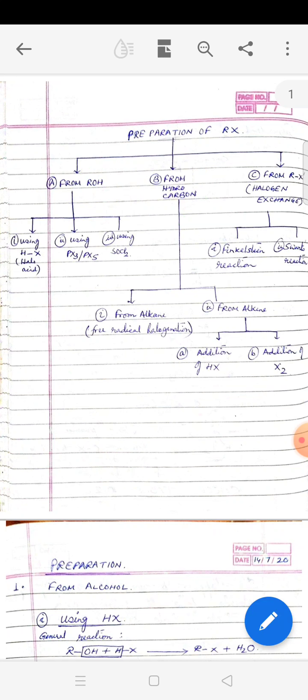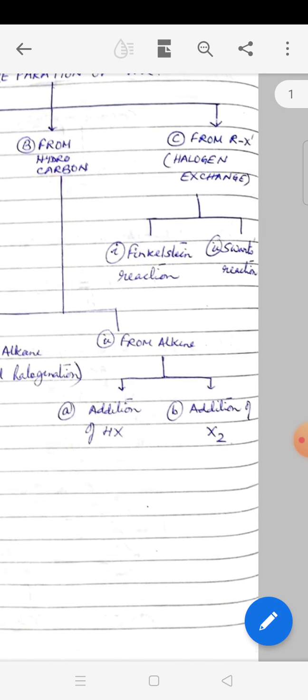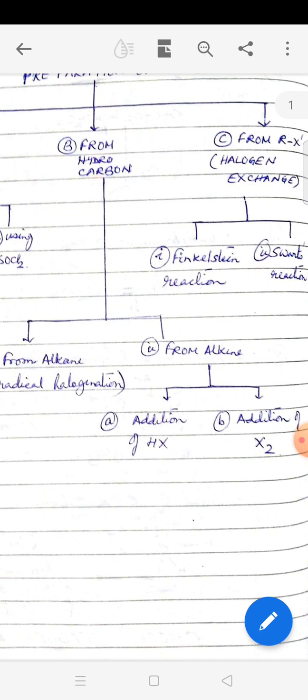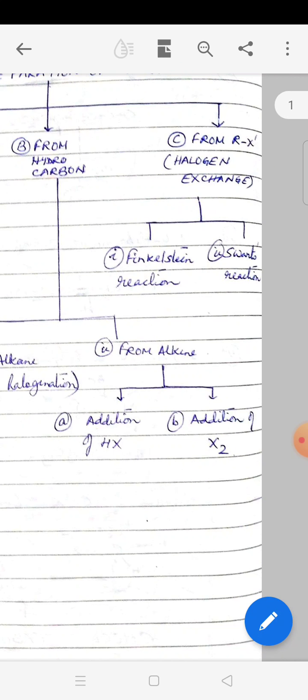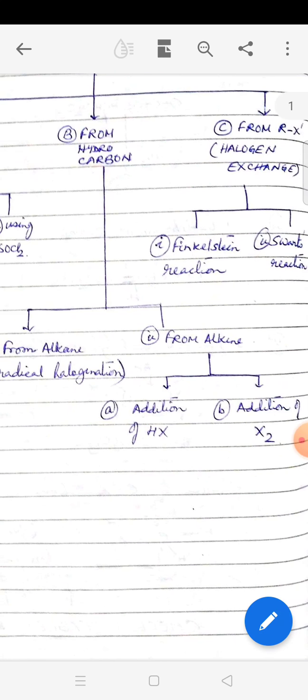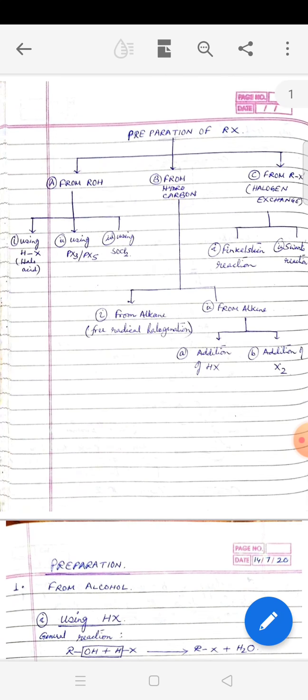The third method is halogen exchange. That means you already have one kind of haloalkane. You can see I have written RX dash, and if you want to convert it to RX, then you have to choose a suitable source of halogen. Under this we have two name reactions. One is called Finkelstein reaction. This is very good to prepare iodoalkanes, and the other one is Swarts reaction. This is exclusively for preparing fluoroalkanes. So this is the summary for preparation of haloalkanes. Remember, these are not suitable methods for preparation of haloarenes, only haloalkanes. Haloarenes we'll be discussing later.